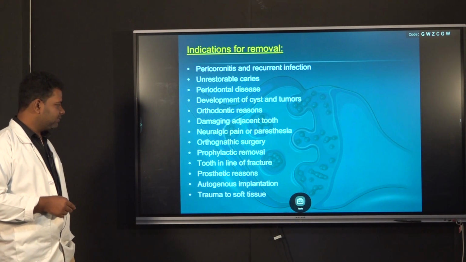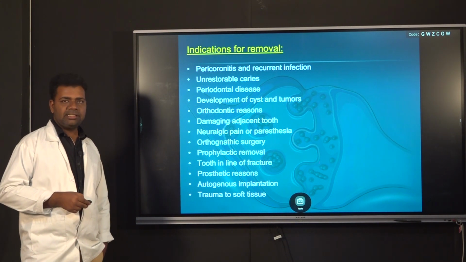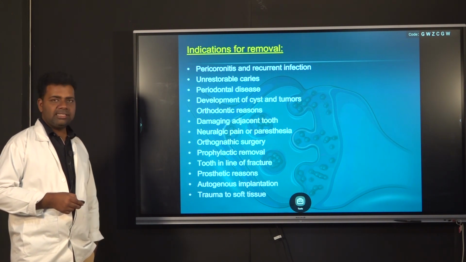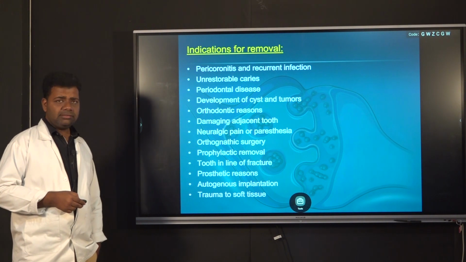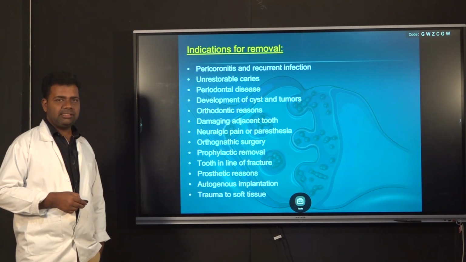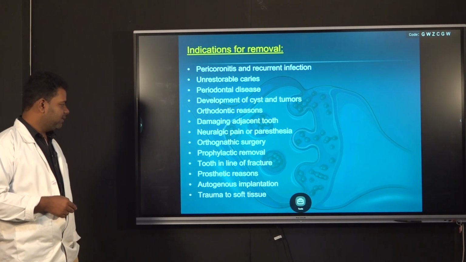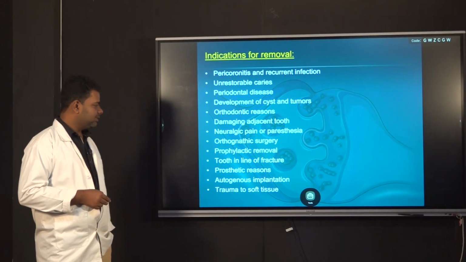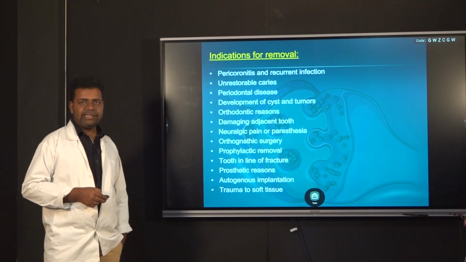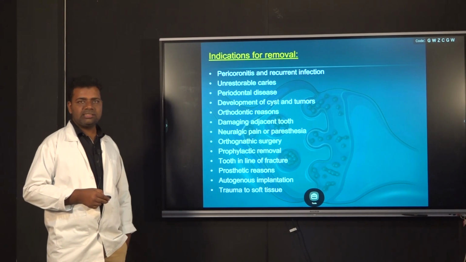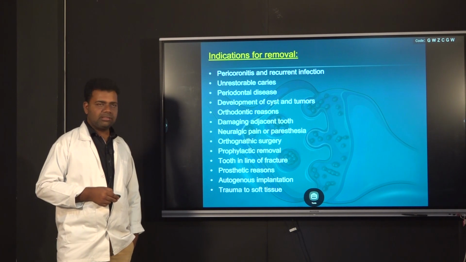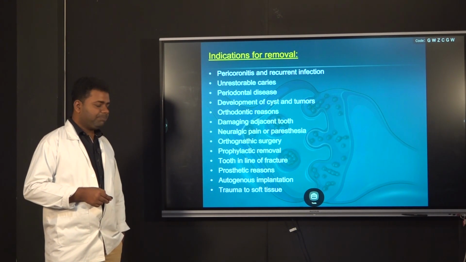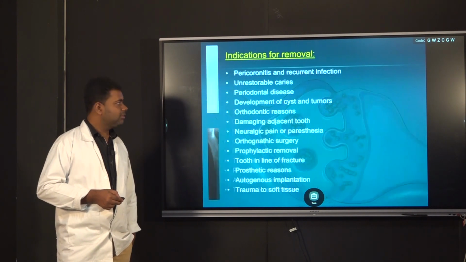And prosthetic reasons: for the placement of any crown or any complete denture, third molar impaction can result in difficulty in placing that prosthesis. So people are advised to remove these teeth surgically. And autogenous transplantation: suppose the first molar or second molar is lost due to any reasons, third molars are extracted and transplanted into that socket. And trauma to soft tissue can also result in the surgical removal of the tooth.